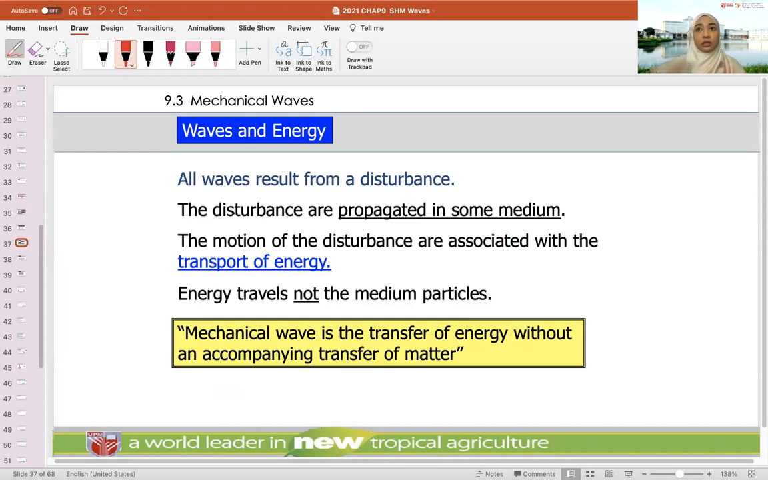And again, I told you the particles, the people, the string, they don't move. They're just propagating the disturbance, or they're just propagating the energy. They are the medium that transports the energy, but they don't move. Energy travels, not the medium, particles. Mechanical wave is the transfer of energy without an accompanying transfer of matter. Okay?